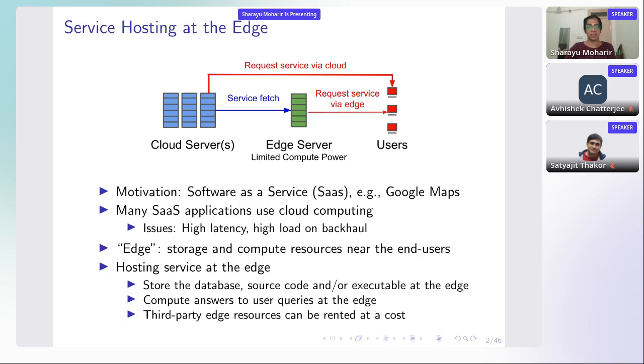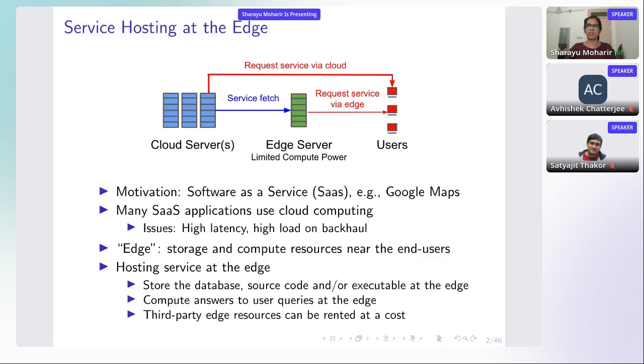And we, in this piece of work, say that a service is hosted at the edge if the code, data, libraries, and anything else that is required to serve user requests is stored on the edge server. Once all of this is stored on the edge server and there is computational capacity at the edge, answers to user queries can then be computed at the edge, and therefore user queries actually never go to the cloud to get served, which reduces latency.